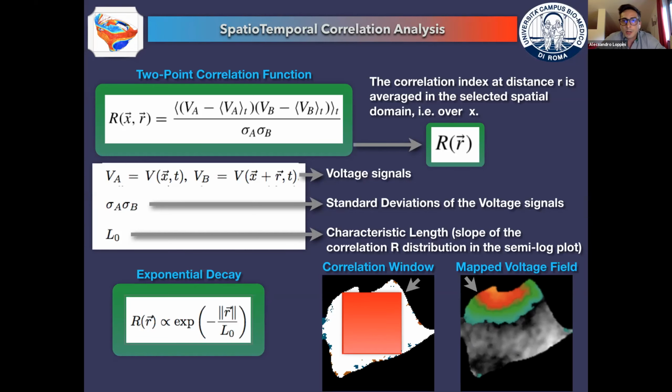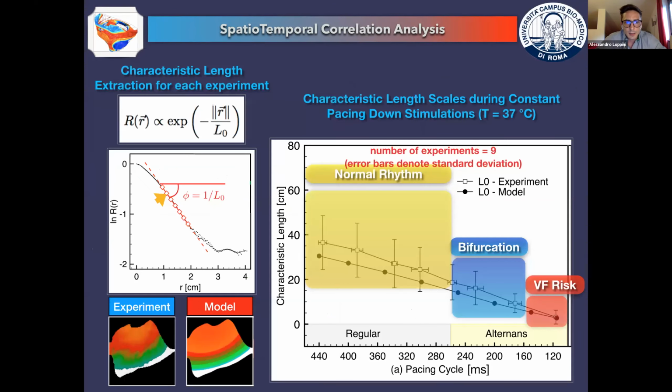Based on this correlation function dependent on distance, and by hypothesizing an exponential decay of this function, we identified the characteristic length as the L0 in this exponential expression, and evaluated this L0 for all the 2 beats for every pacing cycle within the restitution protocols. Of course, the L0 is estimated by a linear fitting on the semi-log plot of the correlation function.